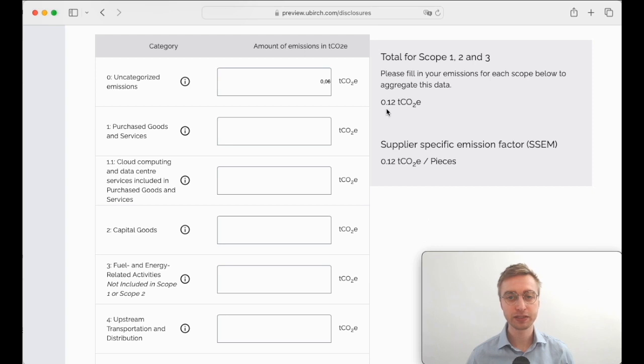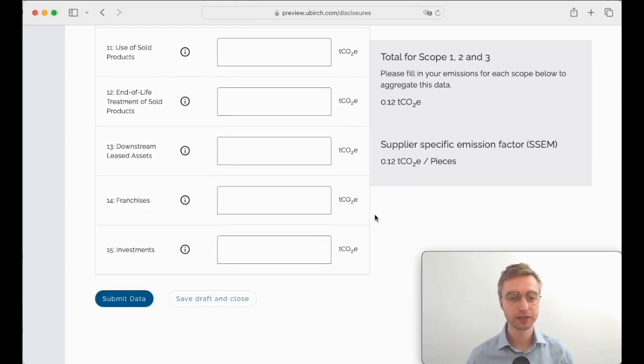So I can see here that I will be publishing a total of 0.12 metric tons of CO2 equivalent emissions in this report. And because it is naturally one piece, there are also 0.12 tons of CO2 equivalent emissions per piece. Now I can navigate to the bottom of the form and choose between clicking on Save Draft and Close if I wish to keep editing, or on Submit Data.